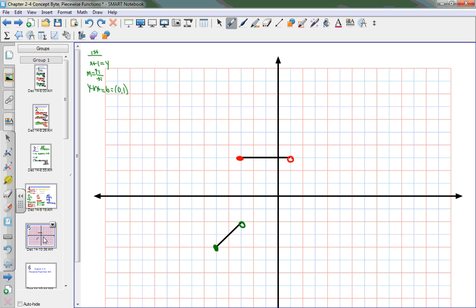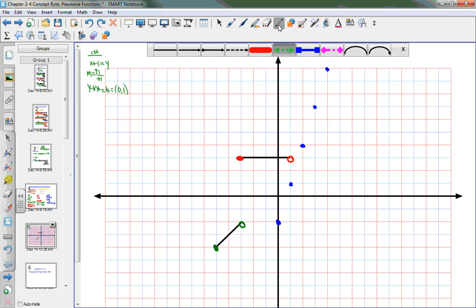I'm going to start at (0, -2). I'm going to go up 3 units, 1, 2, 3, and to the right 1. Again, up 1, 2, 3, and to the right 1, and I repeat that a few more times. So there are my points. Now I'm going to connect the dots.